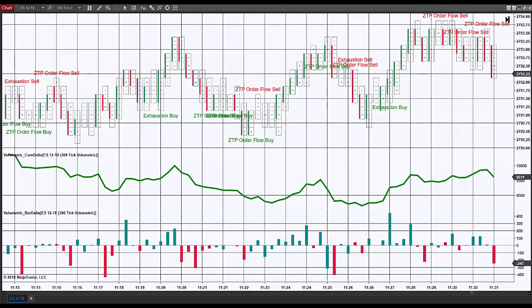And once again, what the cumulative delta is telling us is basically that there was absorption, but the selling was not taking us any lower once we got to this point. And then of course we follow that up with a ZTP order flow buy.